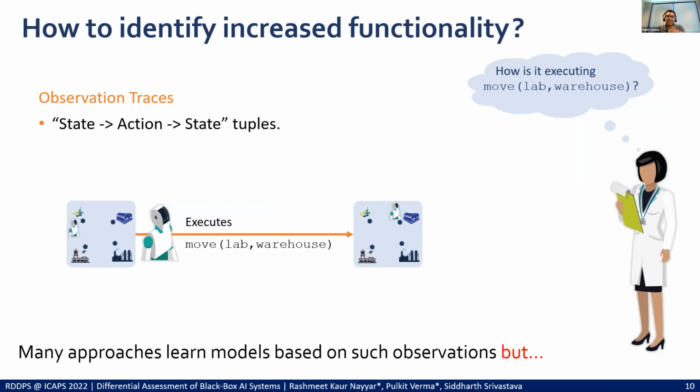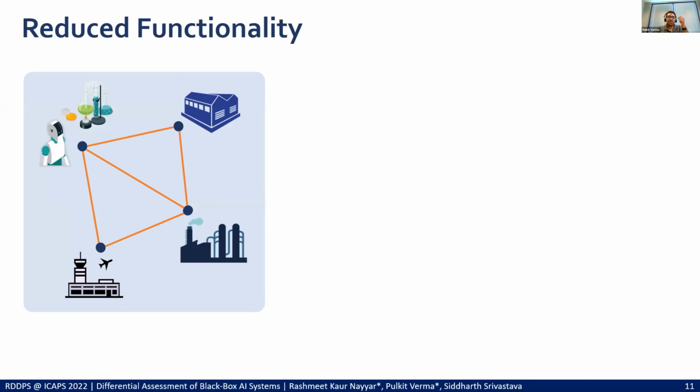So here by observation, it's just one or more observation traces of the form state, action, and state tuples. So for this case, we have this situation where the robot is at the lab and it executes the move lab warehouse action and ends up at the warehouse. And there are many approaches that learn the model of an agent using such observation tuples, but they miss out on one very important drawback of learning only from such observations. They cannot learn about the cases where the functionality of an agent has reduced.